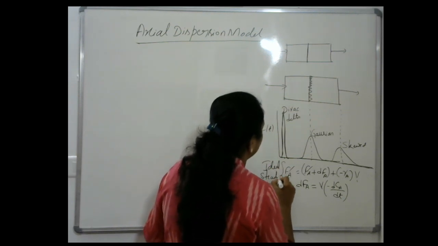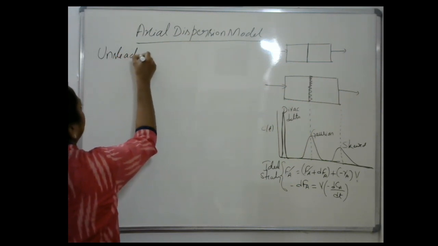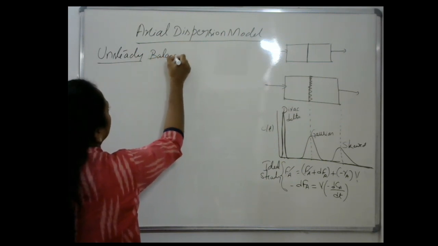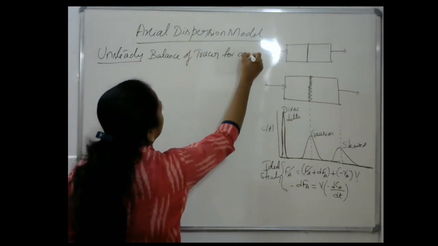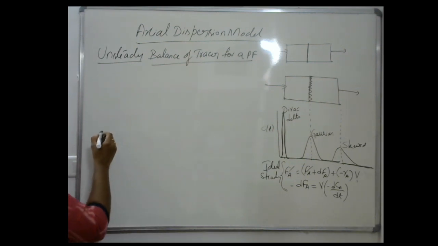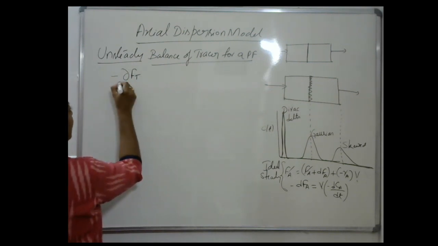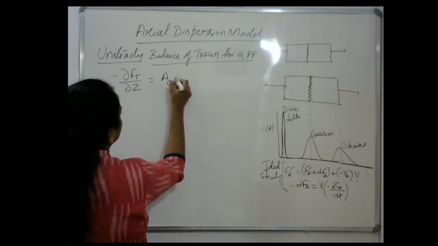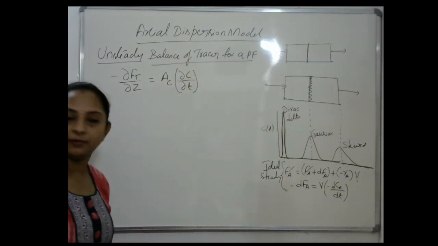If I do the tracer balance for a PF in unsteady state, analogously I'll write minus dou F_t by dou z is equal to A_C into dou C by dou t. This is what I get.